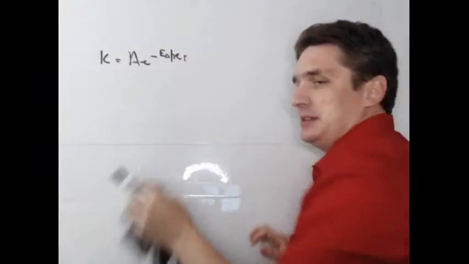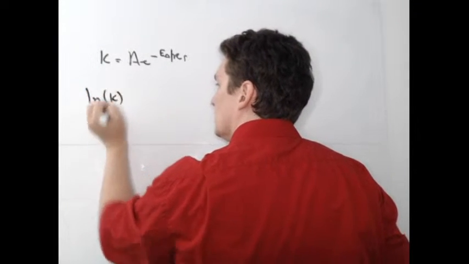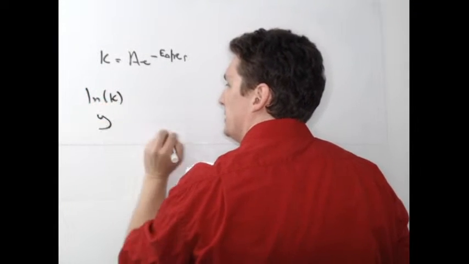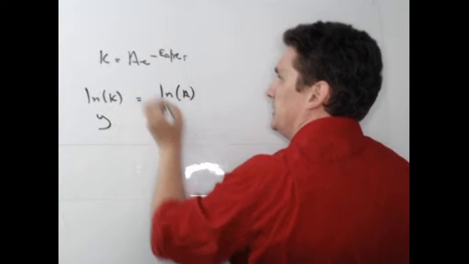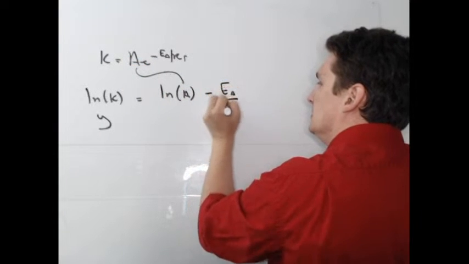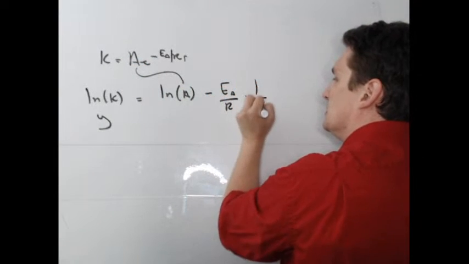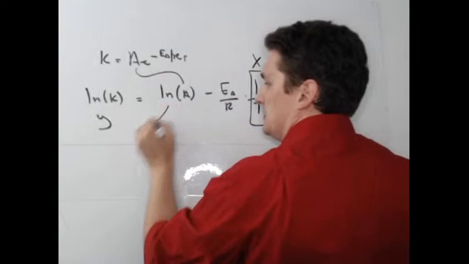So the Arrhenius model here says that the natural log of our rate constant k, which is going to be the y in our graph, is equal to the natural log of the pre-exponential factor minus EA over R times 1 over temperature, where 1 over temperature here is going to be our x. So this will give us two things out of the graph.